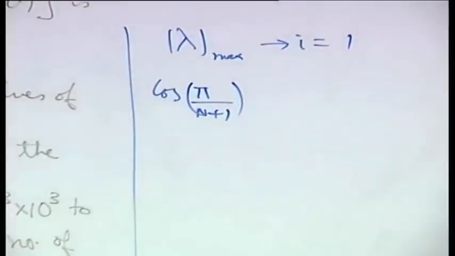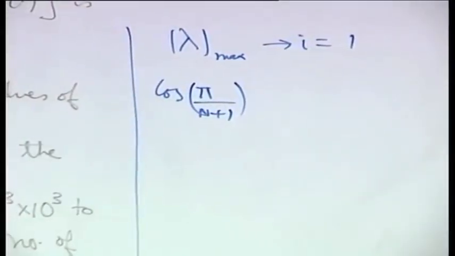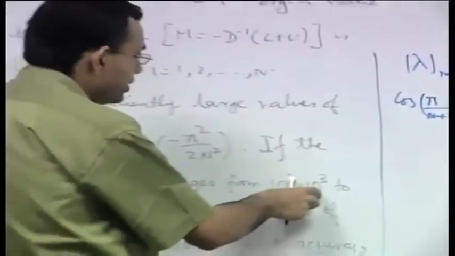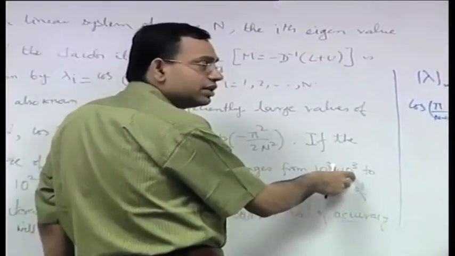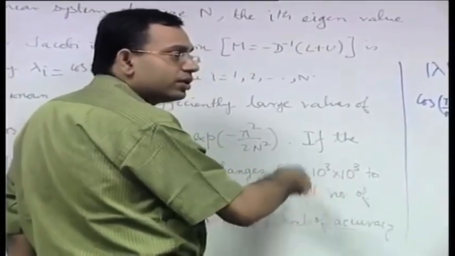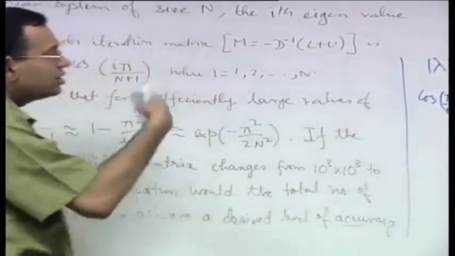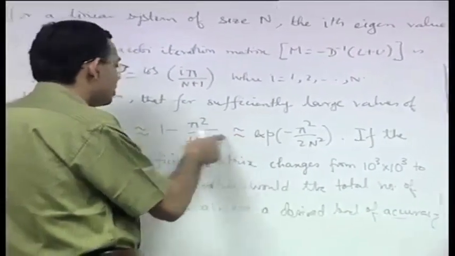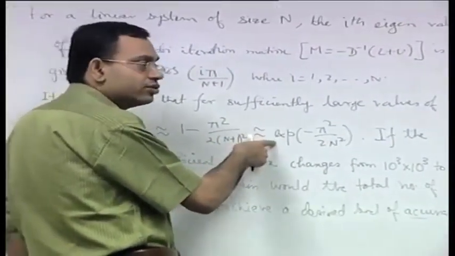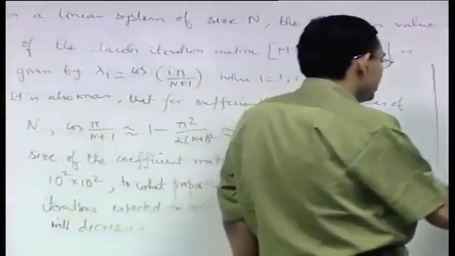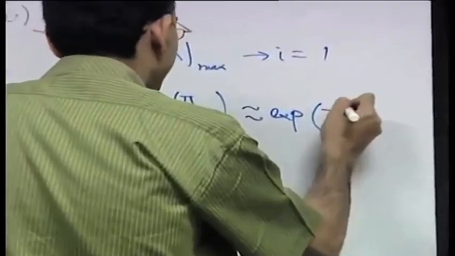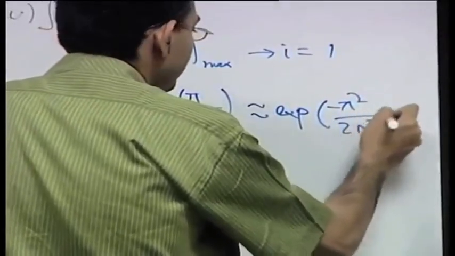Remember, n is the size of the coefficient matrix, and for the problem it is given that the size of the coefficient matrix in one case is 10 to the power 3 by 10 to the power 3, another case 10 to the power 2 by 10 to the power 2. Both these may be considered large enough so that this approximation formula for cos can be used. So, this becomes approximately exponential minus pi square by 2 n square.